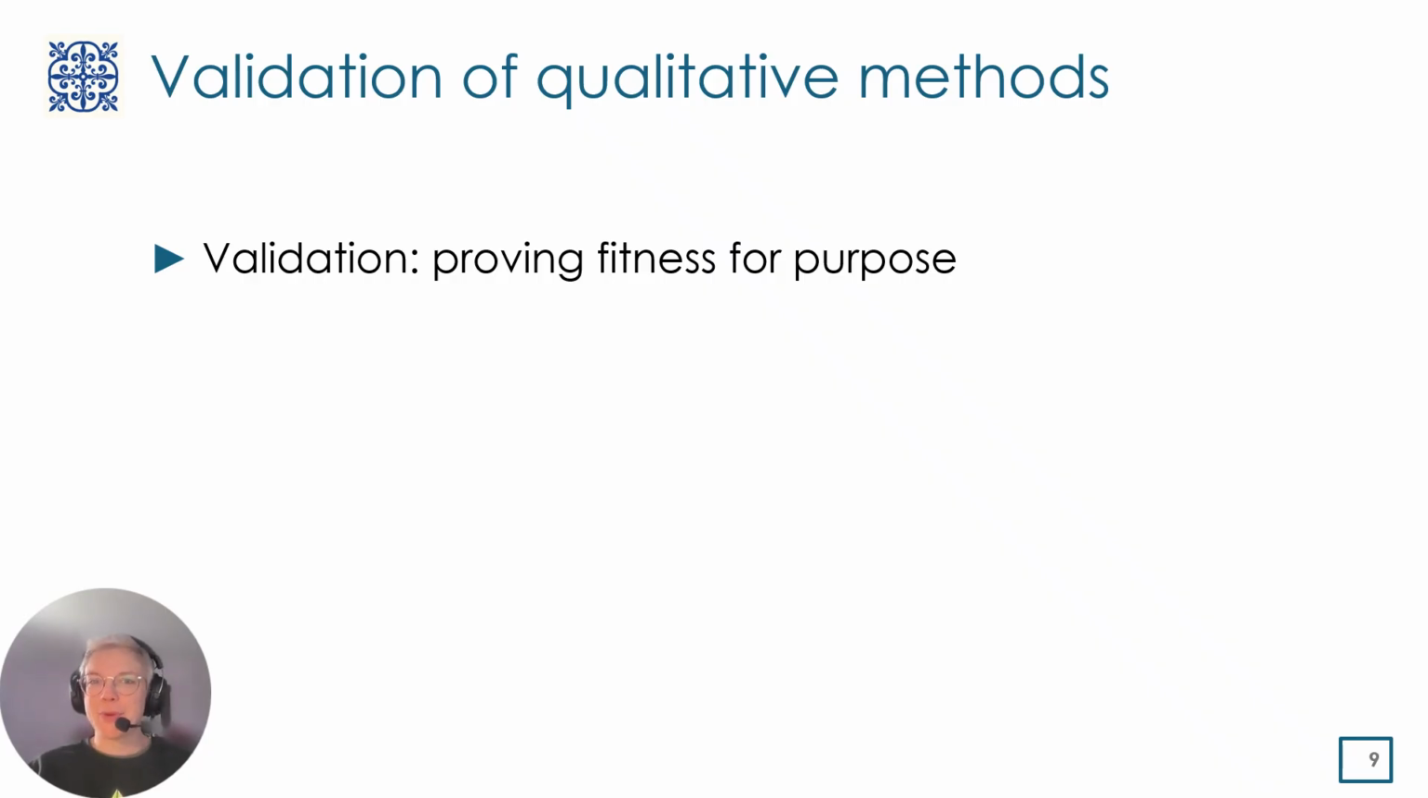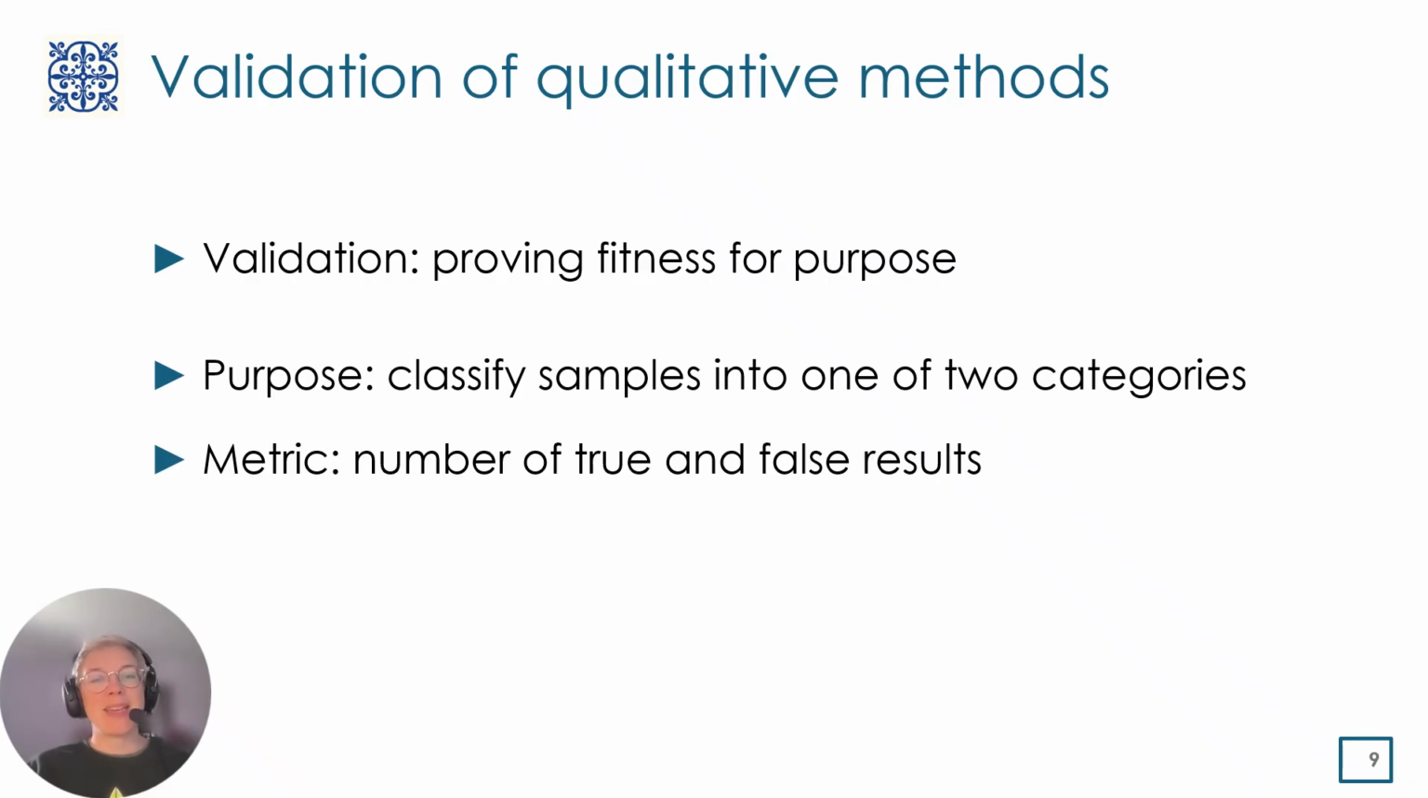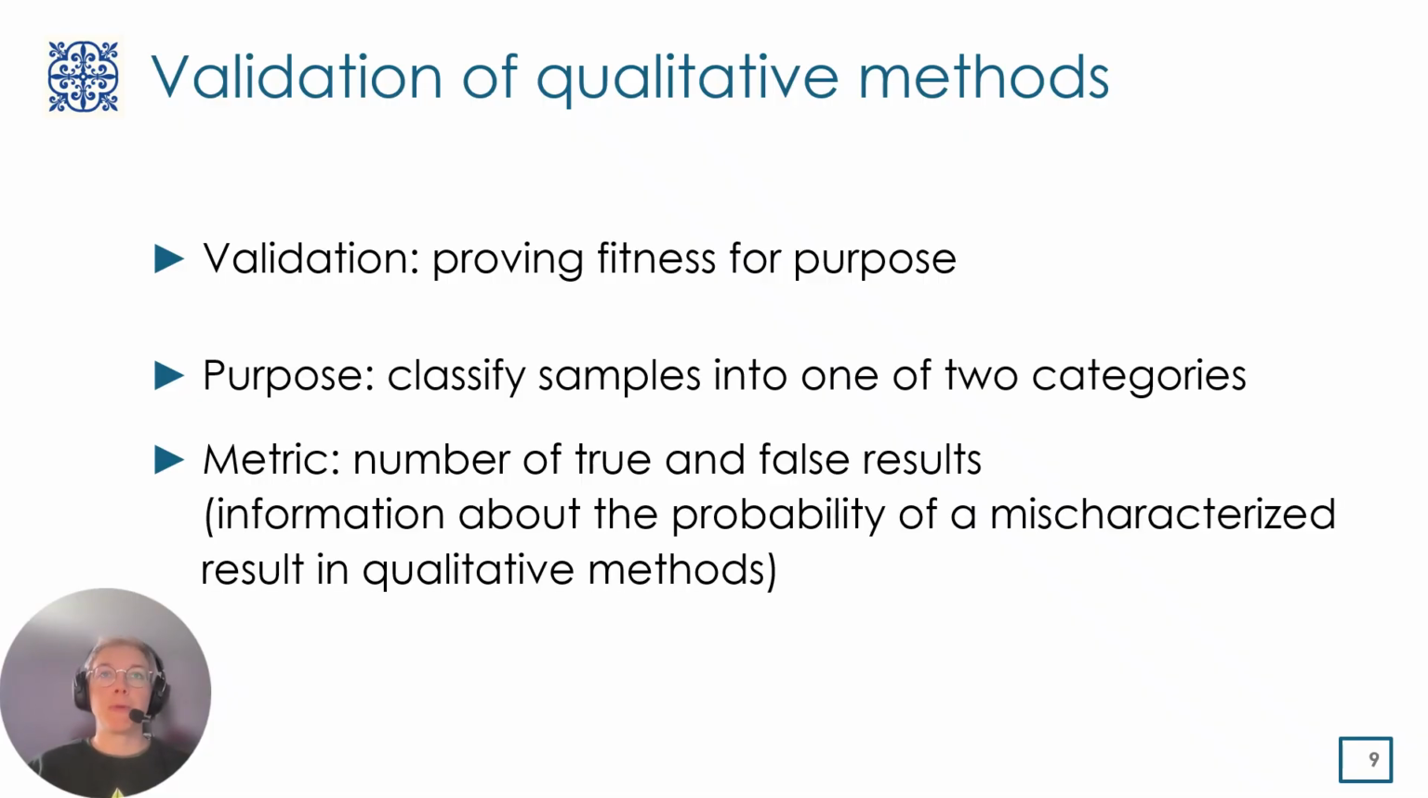Well, what is the purpose of qualitative methods? Well, that's the first thing we covered, right? Their purpose is to classify samples into one of two categories, like positive and negative. We measure whether this is well done by tallying up the number of true and false results, right? This gives us information about the probability of a mischaracterized result in qualitative methods. I will work with positives and negatives here, but this applies equally well to above, below threshold, and detected, not detected. You get the gist. It's one of two things.